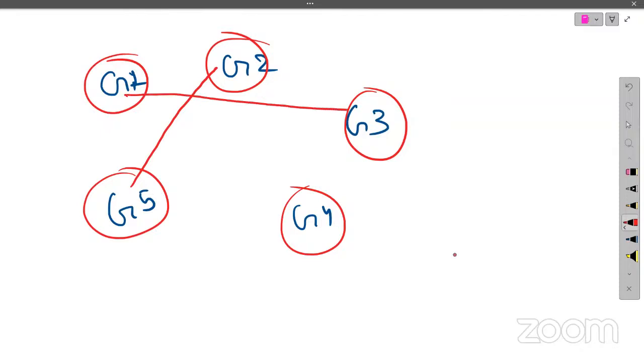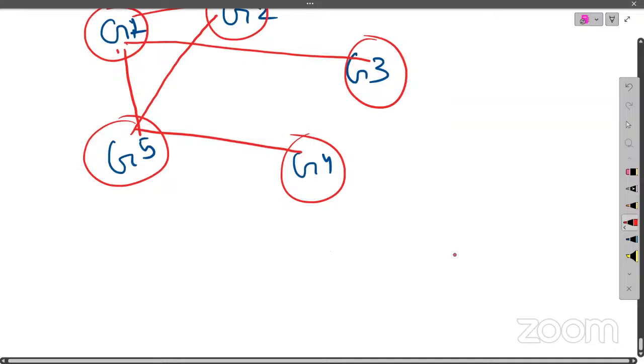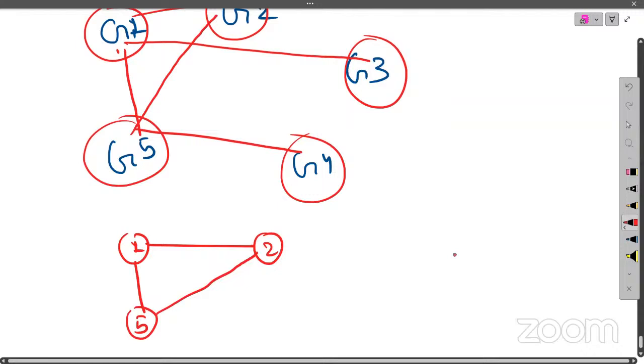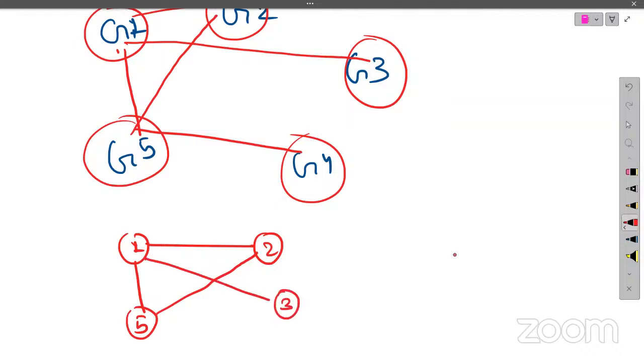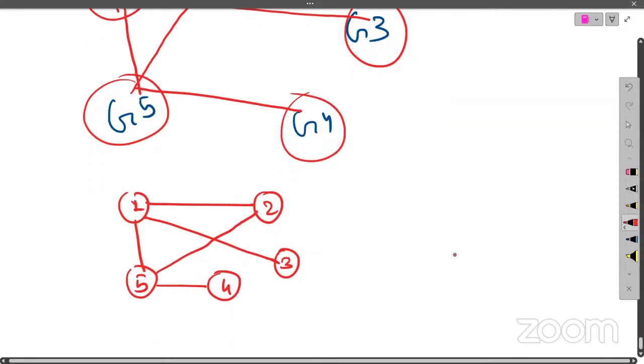Suppose there is one common member in here. There is one common member here. There is one common member here. And there is one common member here. Okay. So ultimately, what is the graph we are getting? We are getting that 1 is connected to 2. And then this is connected to 5. And this 5 is also connected to 2. 1 is connected to 3. And 5 is connected to. So this is the graph we are getting.